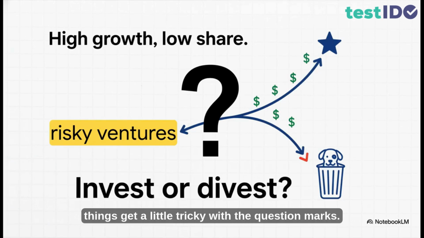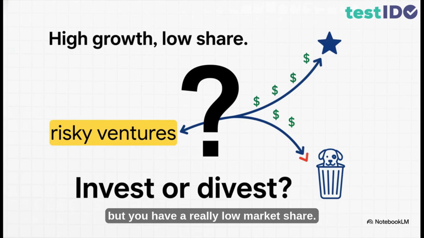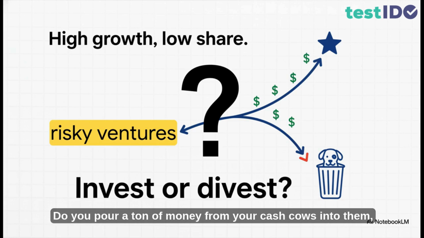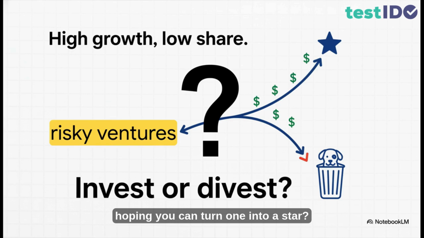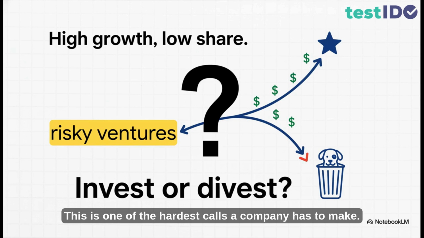Now, things get a little tricky with the question marks. You'll sometimes hear them called problem children. They're in those exciting high-growth markets, but you have a really low market share. They're a total gamble. So what do you do? Do you pour a ton of money from your cash cows into them, hoping you can turn one into a star? Or do you just cut your losses? This is one of the hardest calls a company has to make.